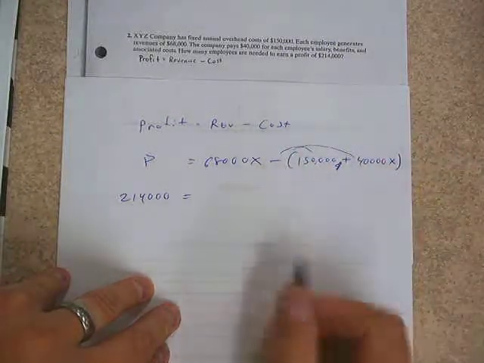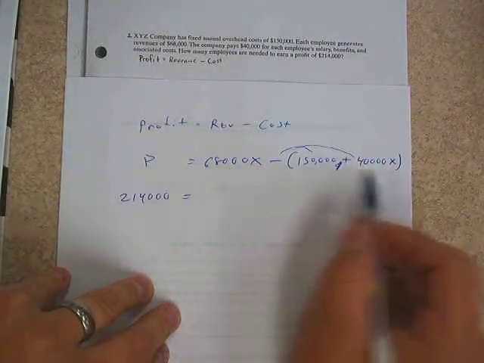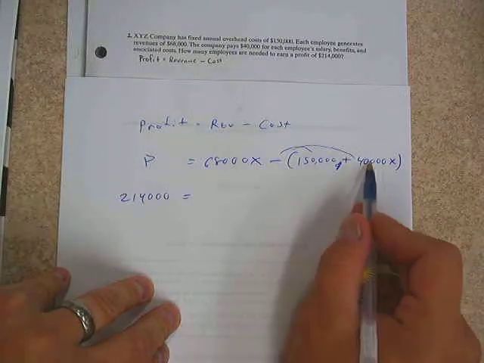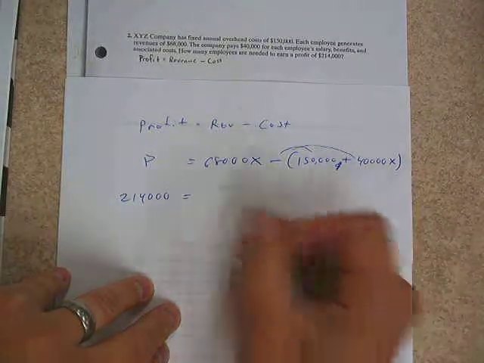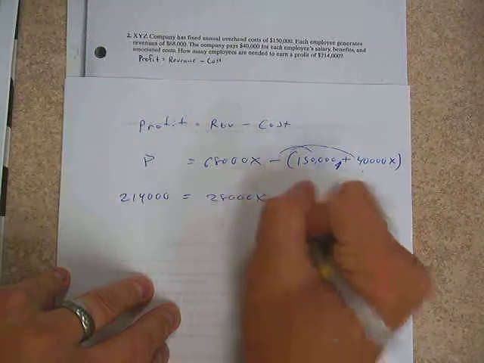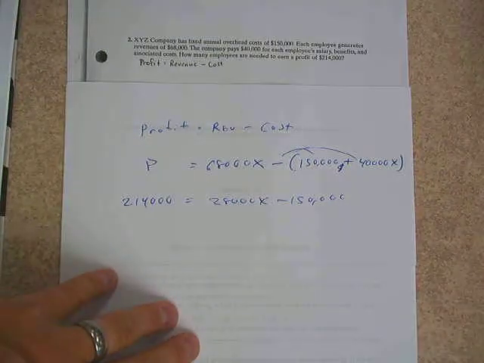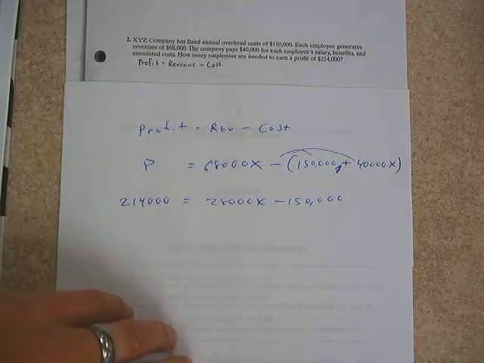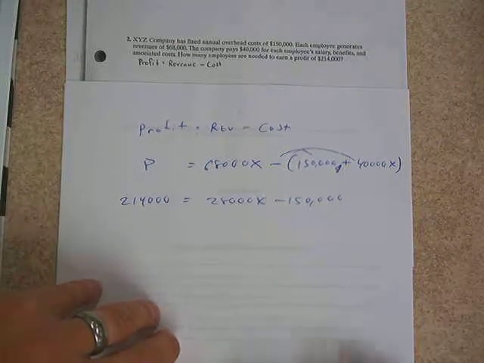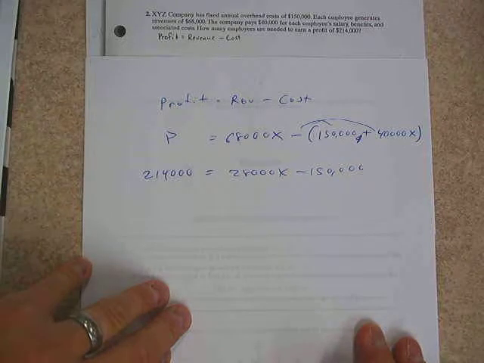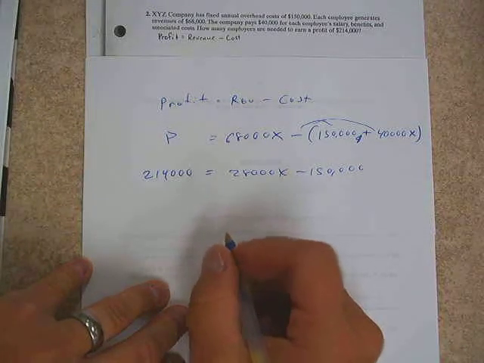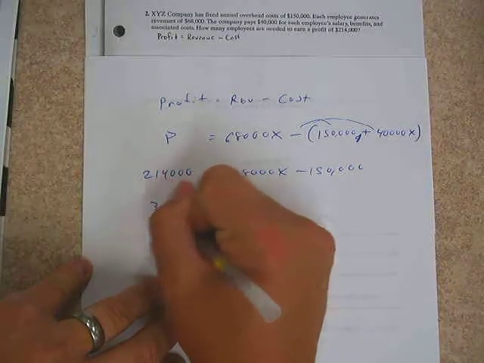All right, and ultimately we want to know what x needs to be to make a profit of $214,000, it told us. So when we distribute here and combine like terms, we're going to have 68,000, and it's minus, so minus 40,000. So if we simplify that, we get 28,000x minus 150,000. Questions so far?